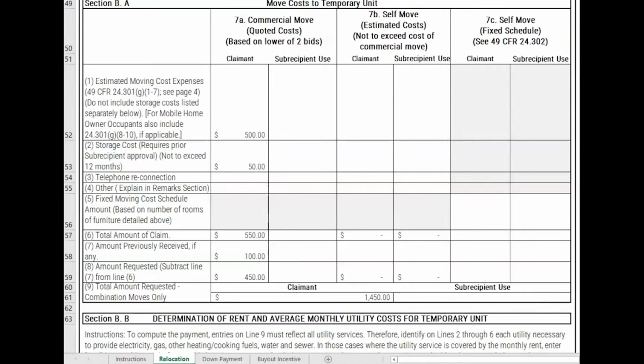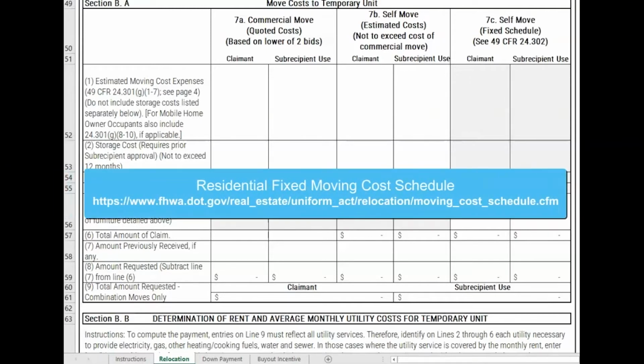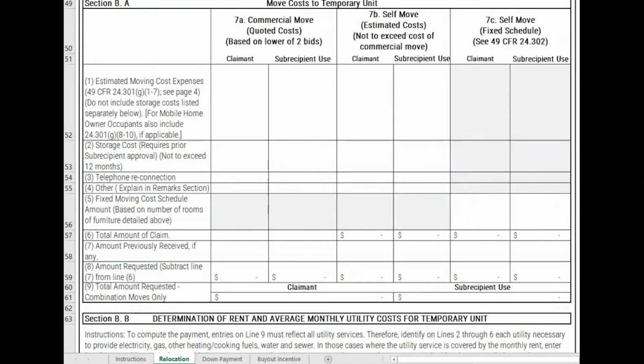If the applicant decides they would rather use a fixed schedule to receive temporary moving costs, then in column 7C, applicants should input their eligible amount for moving based on a fixed moving cost schedule. A fixed payment is used to compute a payment based on the number of rooms of furniture within the displacement dwelling. The residential fixed moving cost schedule, available at the FHWA website at the link shown on the screen, will provide the payment amount for the state in which the displacement occurred.